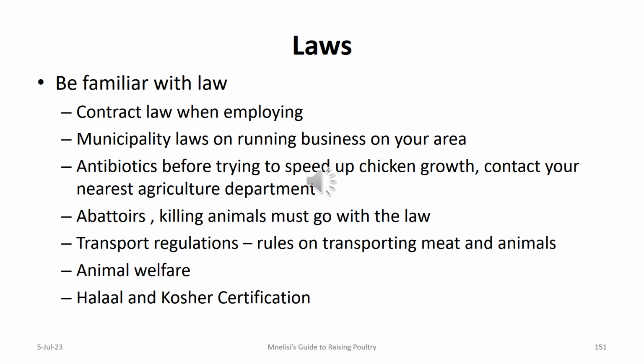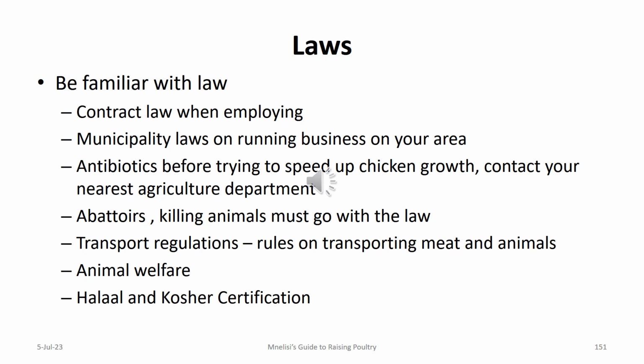You need to be familiar with the law. You need to get advice from lawyers on how to draft the employment contract. You also need to check with your municipality to see if it's allowed to run a chicken farm in your area. Before buying products to speed up chicken growth, you need to contact your nearest agriculture department to see if your antibiotics are allowed.